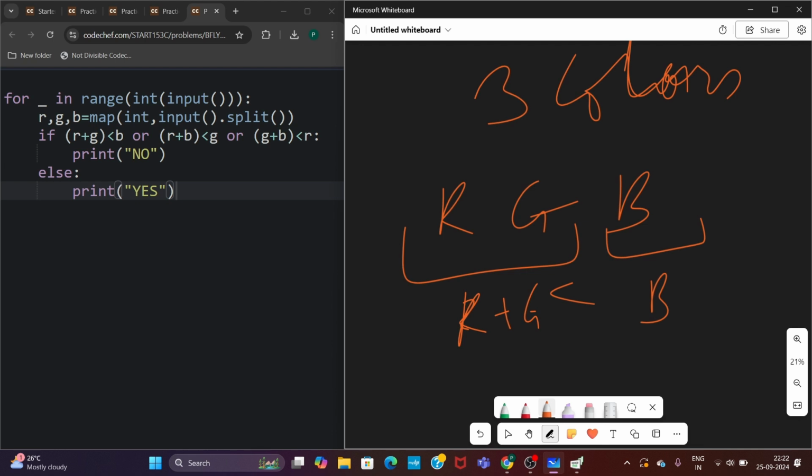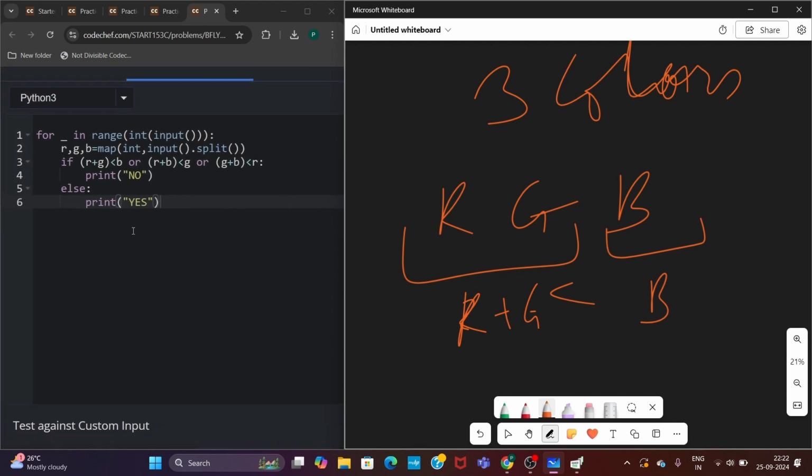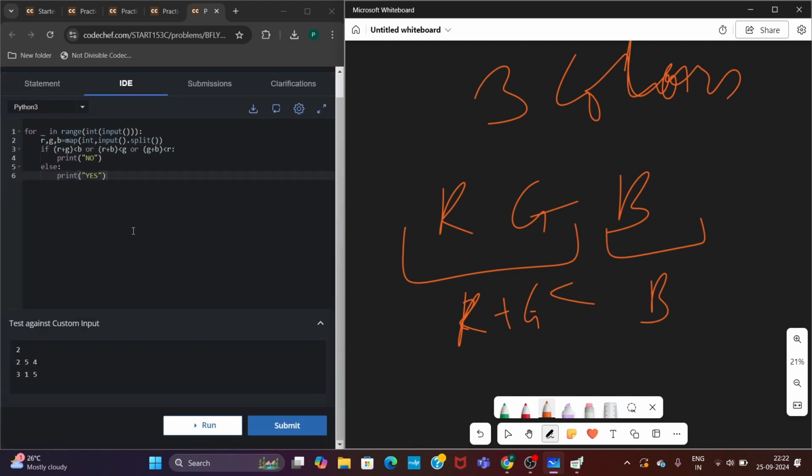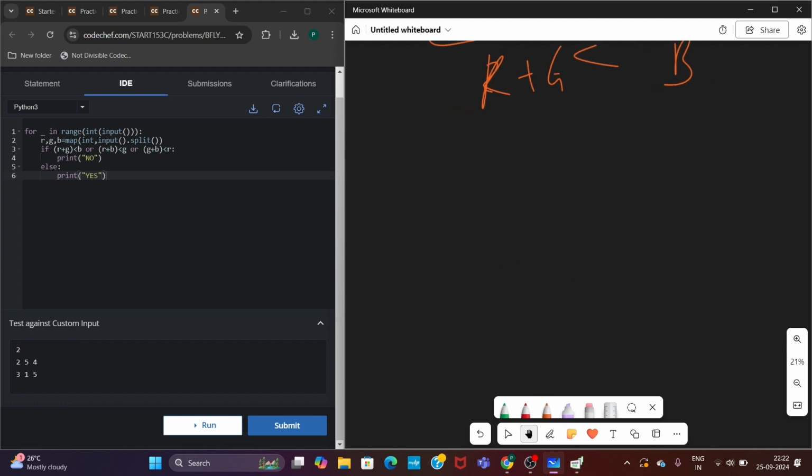Means how can we map the flowers over here? The butterfly will not be able to feed on each flower. So in this case, our answer will be no. So we have checked each condition. If red plus green is less than blue, or red plus blue is less than green, or green plus blue is less than red, then we will print no, or else we will print yes. So basically, this was our first problem statement, the butterfly.